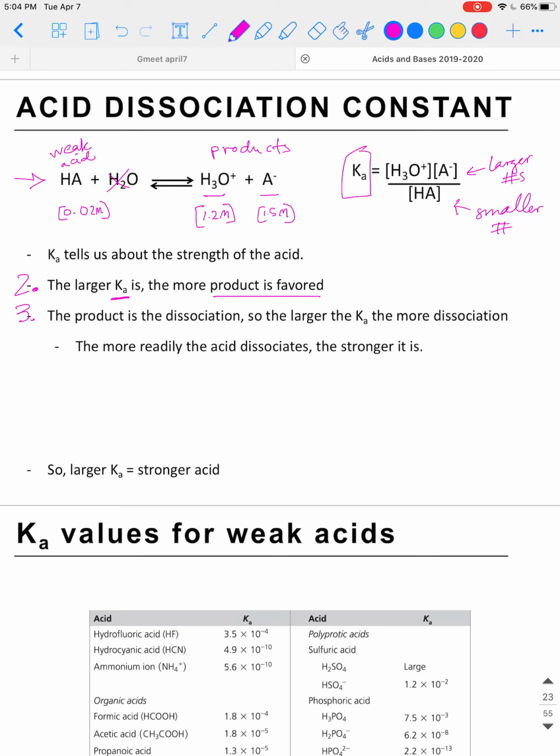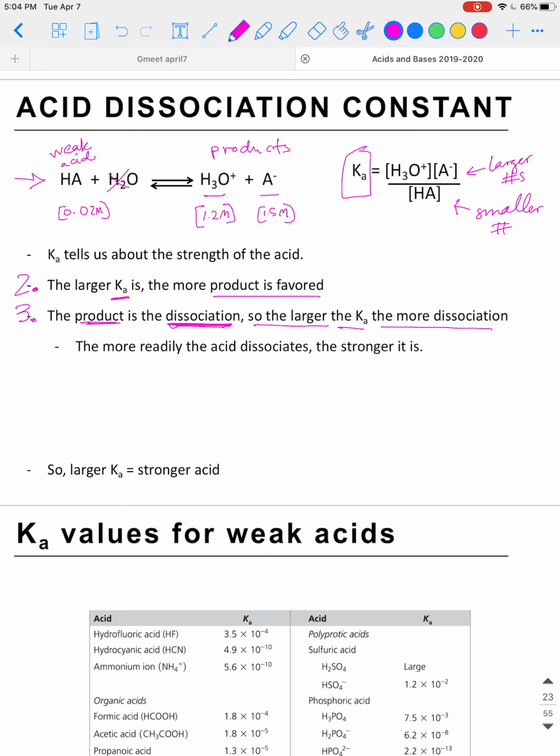Well, what does that mean? Let's read statement 3. Remember that our products indicate how much dissociation. We don't get any of our products unless the acid dissociates. So, the more products we have, the more dissociation we have. So the product is the dissociation. So the larger the Ka, the more dissociation we have from our acid. The more the acid is dissociating, we'll put it that way.